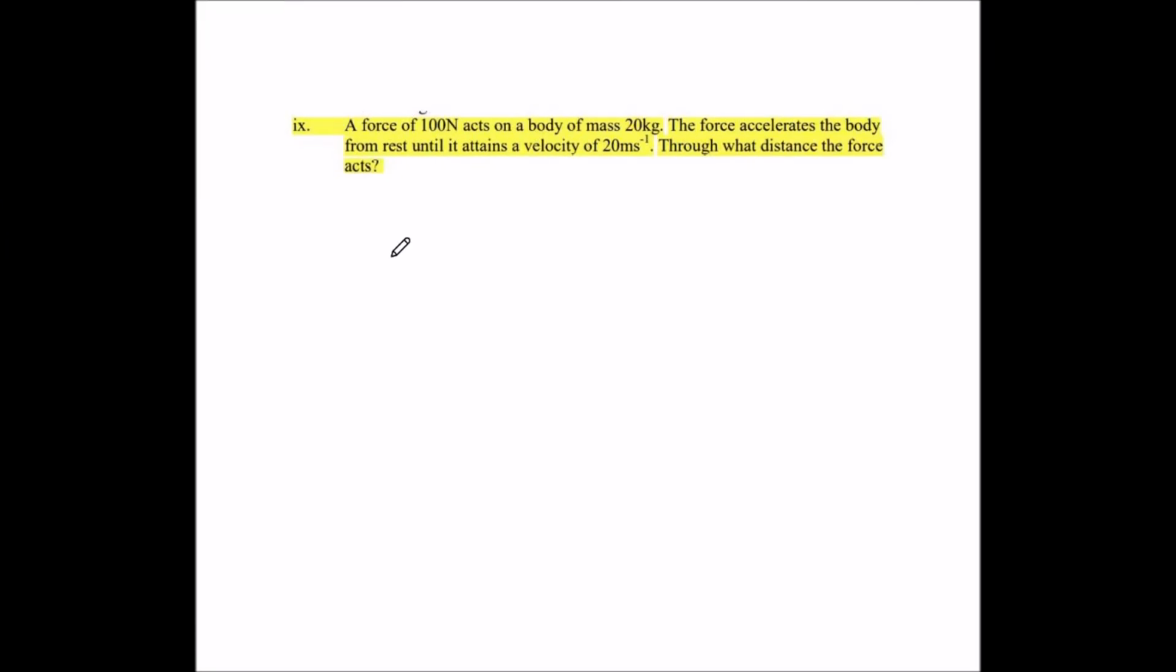This is question number 9 from section B, numerical problem. So let's read what is the question we have. A force of 100 Newton acts on a body of mass 20 kilogram. The force accelerates the body from rest until it attains a velocity of 20 meters per second. Through what distance does the force act?